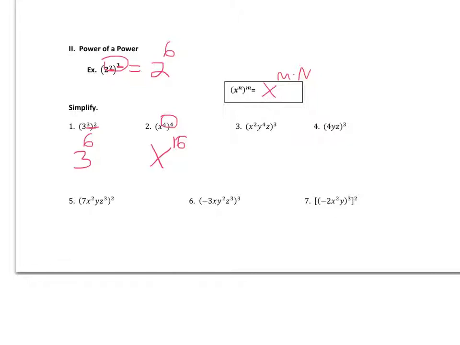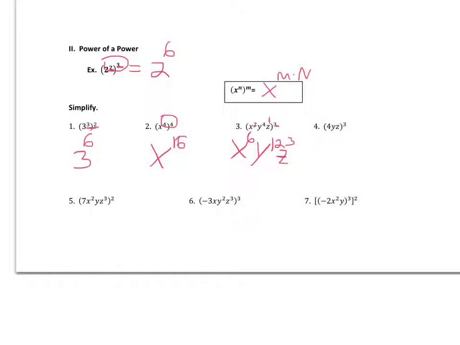So if I have this 2 right here, I'm going to multiply it by 3. So 2 times 3 is going to give me 6. Then I have this 4 times this 3, so I'm going to get y to the 12th. Now z, remember there's nothing there for z, so I'm going to put a 1 there just to remind myself. So then for the z, 1 times this 3 gives me 3, so that's z to the 3rd power.